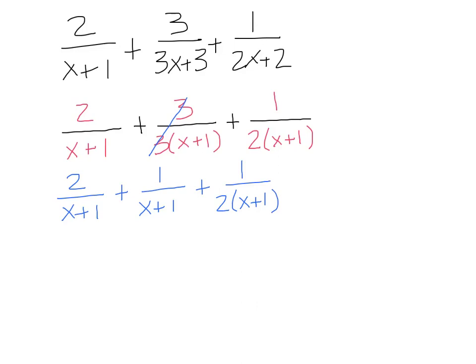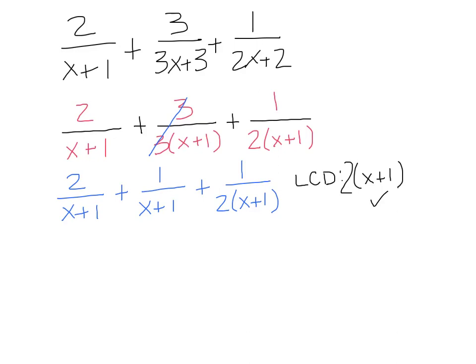Now let's find that least common denominator. According to the first fraction, I need to have an x plus 1. According to the second fraction, I need an x plus 1. Score, I already got it. According to the third fraction, I need an x plus 1. Again, yay, I already got it. But I also need a 2. So the least common denominator is going to be 2 times x plus 1.